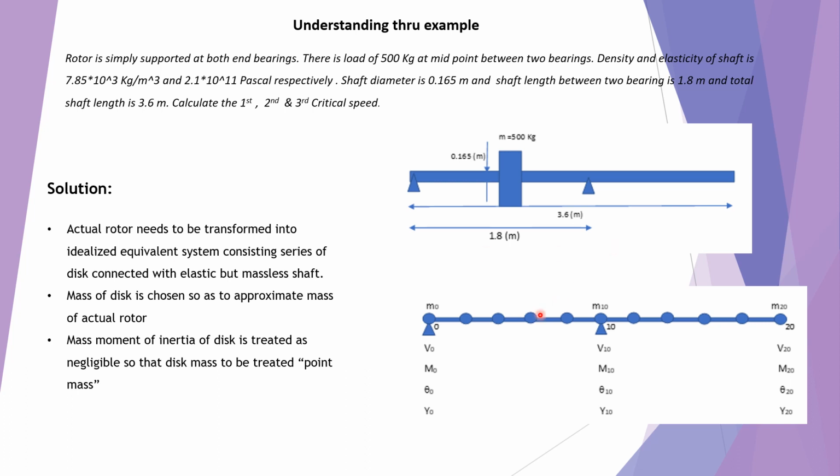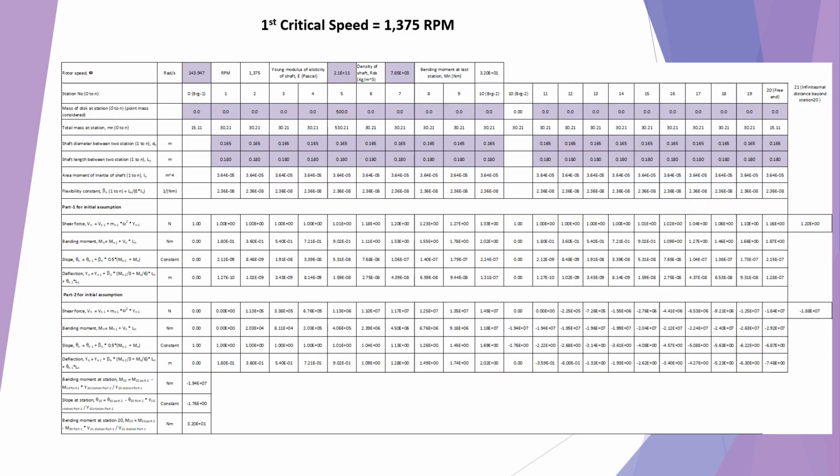You can see in the figure that it is distributed into span 1 from station 0 to 10 between the bearings, and 10 to 20 for the free end, that is span number 2. So the actual rotor needs to be transformed into an idealized equivalent system consisting of a series of discs connected by an elastic but massless shaft. The mass of each disc is chosen so as to approximate the mass of the actual rotor. The mass moment of inertia of the disc is treated as negligible, and so the disc mass is treated as a point mass. These are the assumptions.